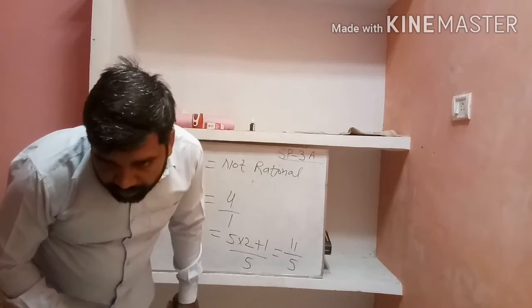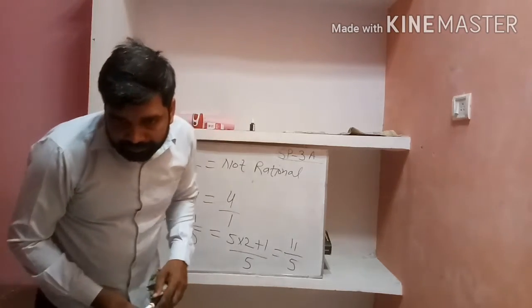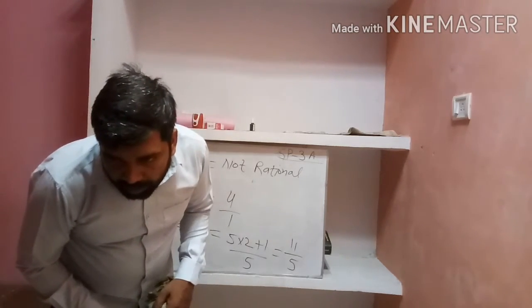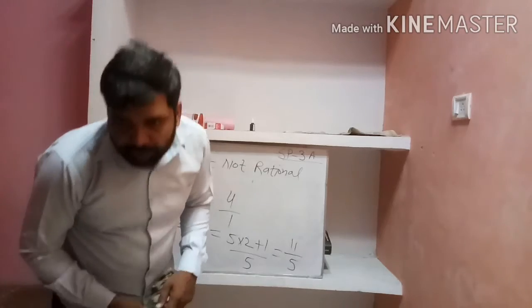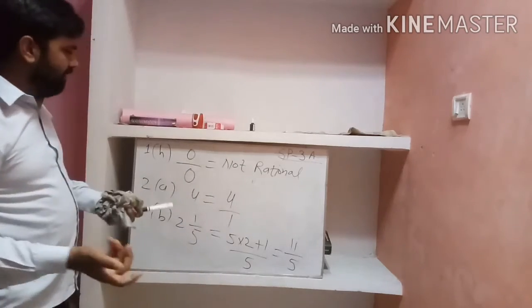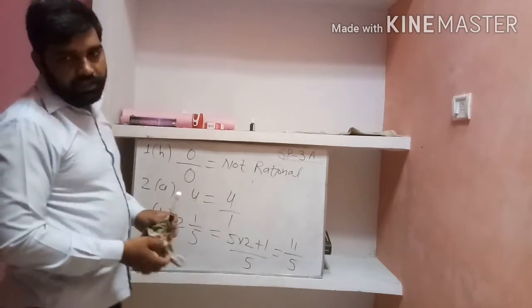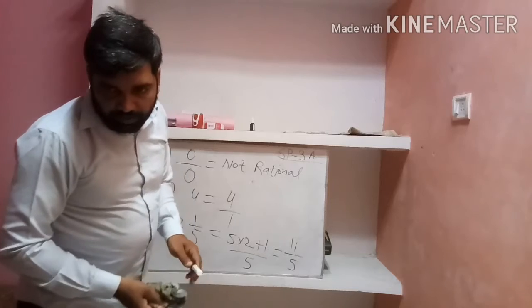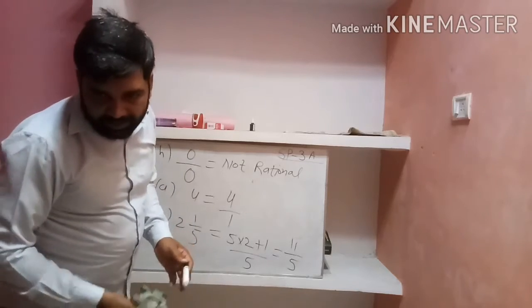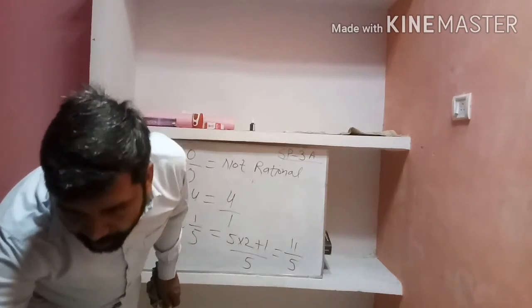Now see the question 2c, 0. You can write 0 by 7, 0 by 1, or 0 by 2 or 0 by 3, any number, in the rational form. Okay, now we move on.